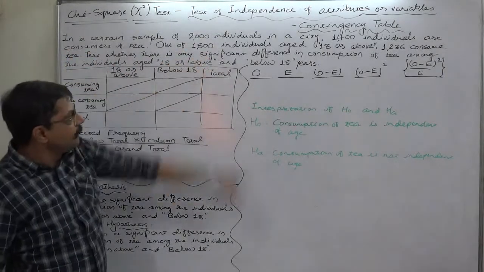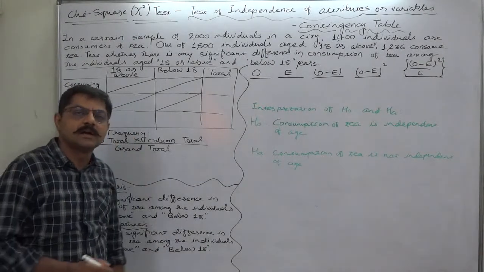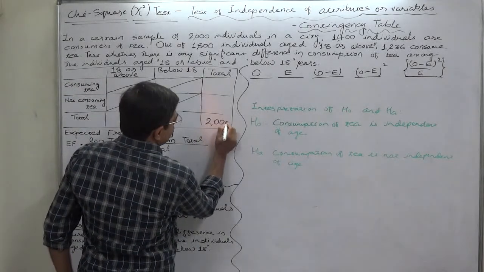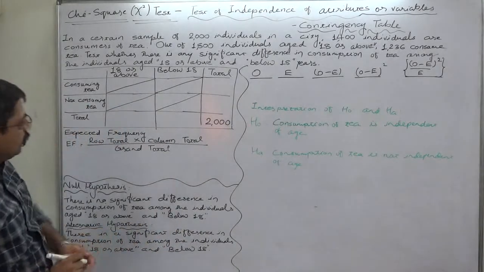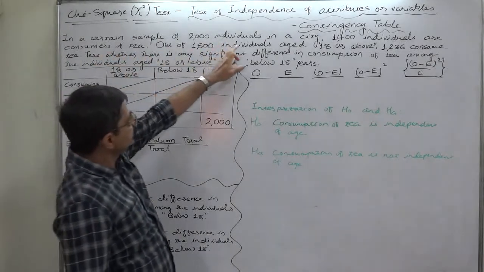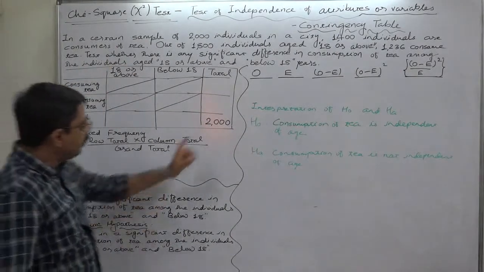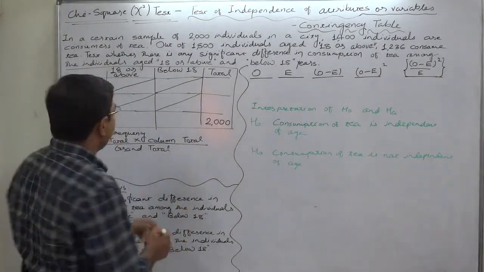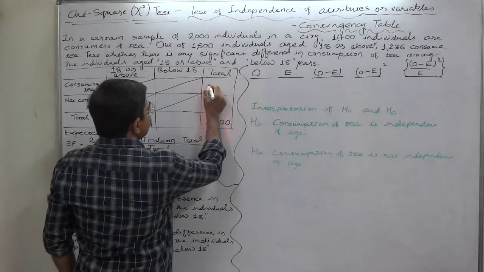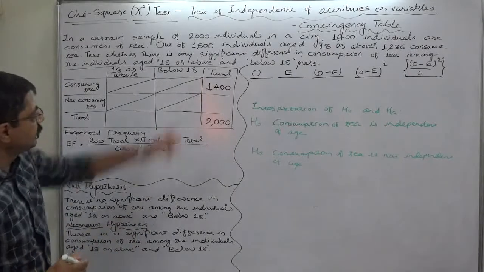In a certain sample of 2000 individuals in a city, that means the total number of individuals covered under this survey was 2000. In no circumstances can the total exceed 2000. So the grand total of the contingency table comes to 2000. Out of these 2000, 1400 are consuming tea. So the total of the persons irrespective of age consuming tea is 1400.